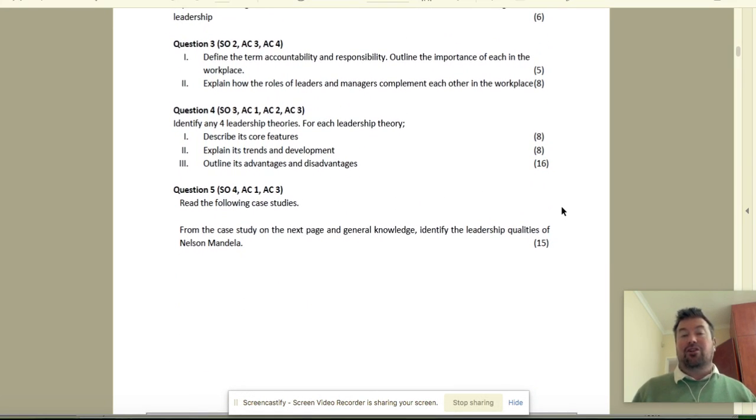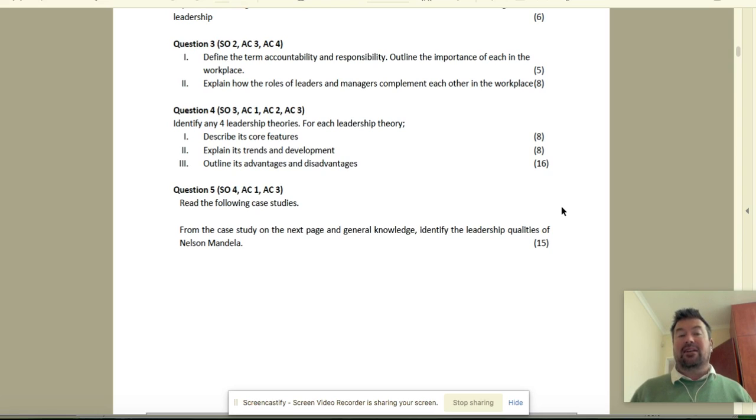Then define the term accountability and responsibility and outline the importance of each in the workplace. So if you're going to look for accountability and responsibility in your reference guide, it's page 43 and page 44. So tell me how important it is to hold people responsible and to hold people accountable, and why.